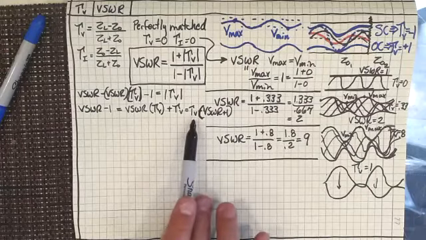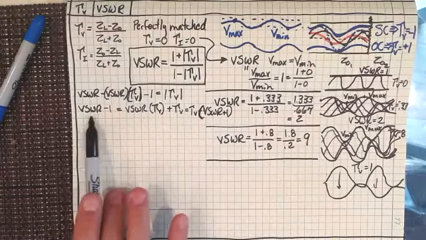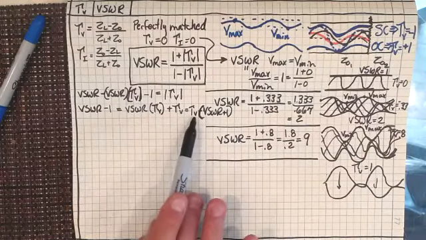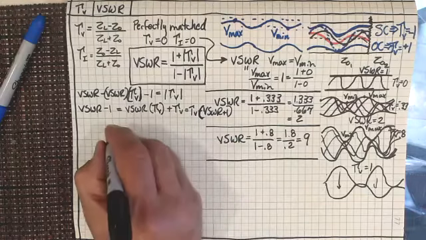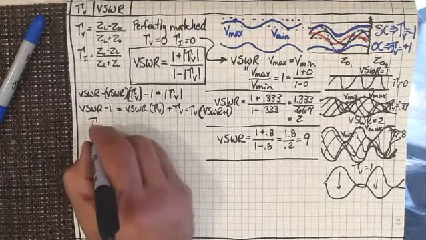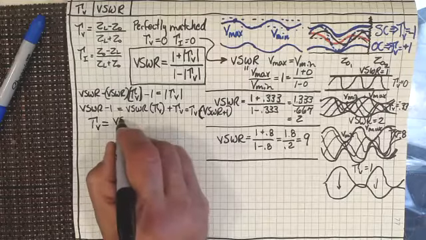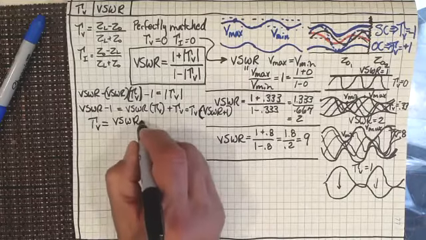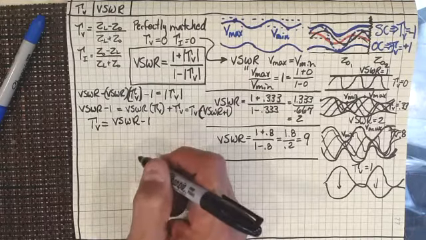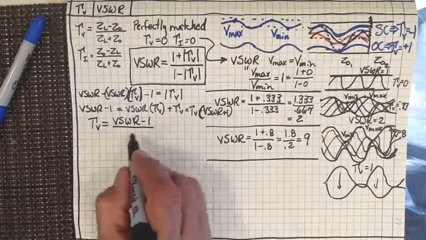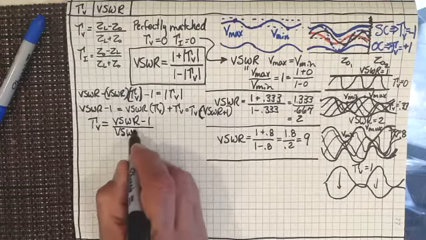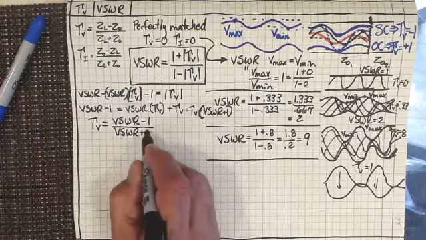Okay, so what I wanted to do is I took that out of there, and I've got VSWR minus 1 over here, and I've got tau sub v in the numerator over here. So this really tells me that tau sub v equals VSWR minus 1 divided by VSWR plus 1.